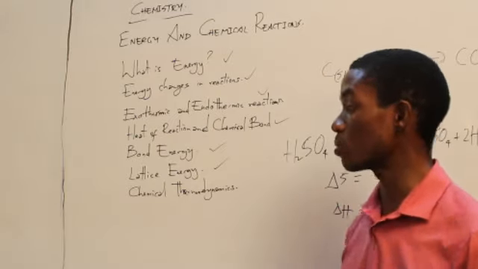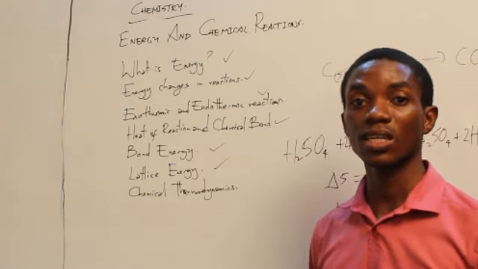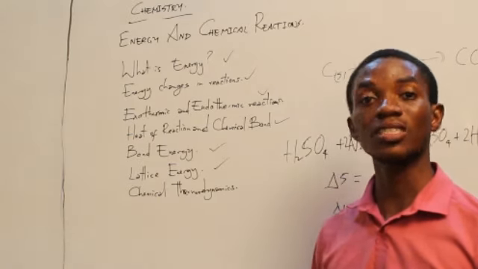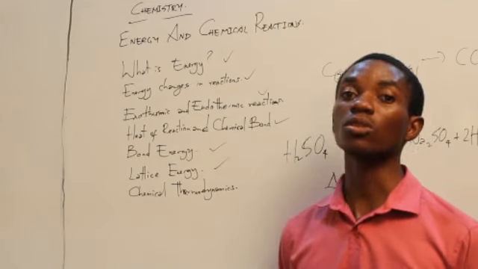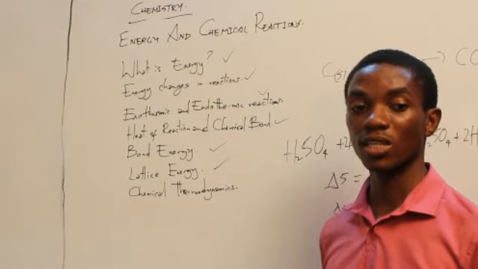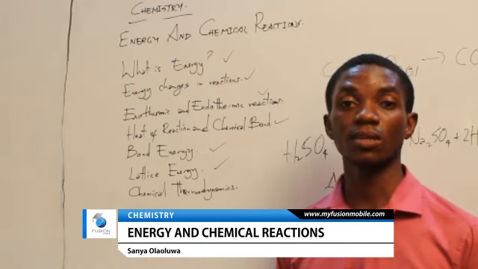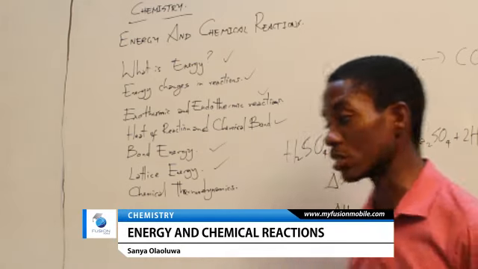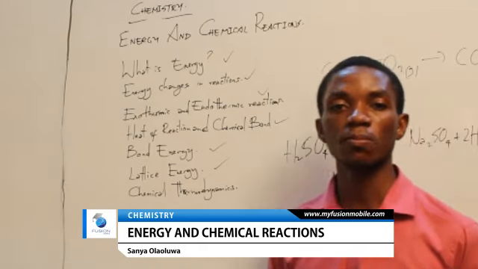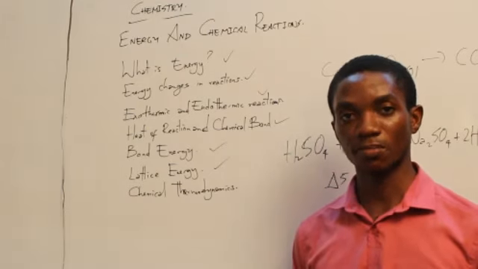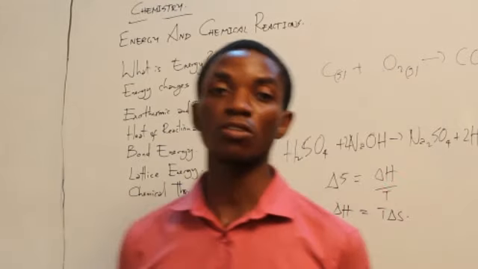Then we looked at chemical thermodynamics, where we gave the two laws of thermodynamics. That's the first law of thermodynamics, which is the same thing as the law of conservation of energy, which states that energy is neither created nor destroyed; it's only converted from one form to another. That said, chemical energy can be converted to heat energy. And we also talked about the second law of thermodynamics, which stipulates that the change in enthalpy equals the temperature multiplied by the change in entropy of the system.